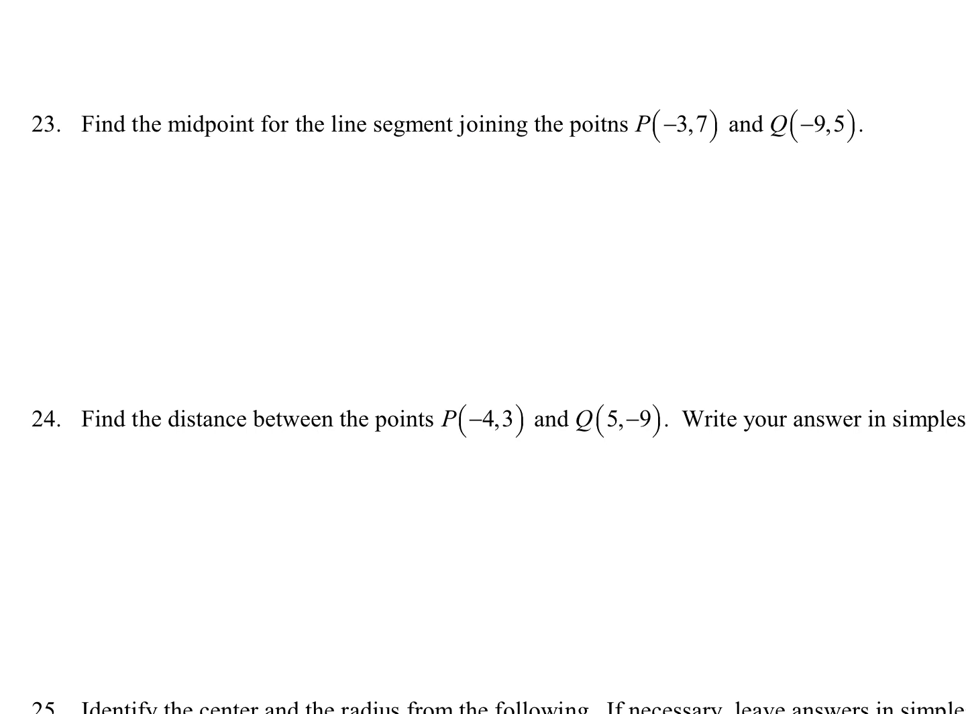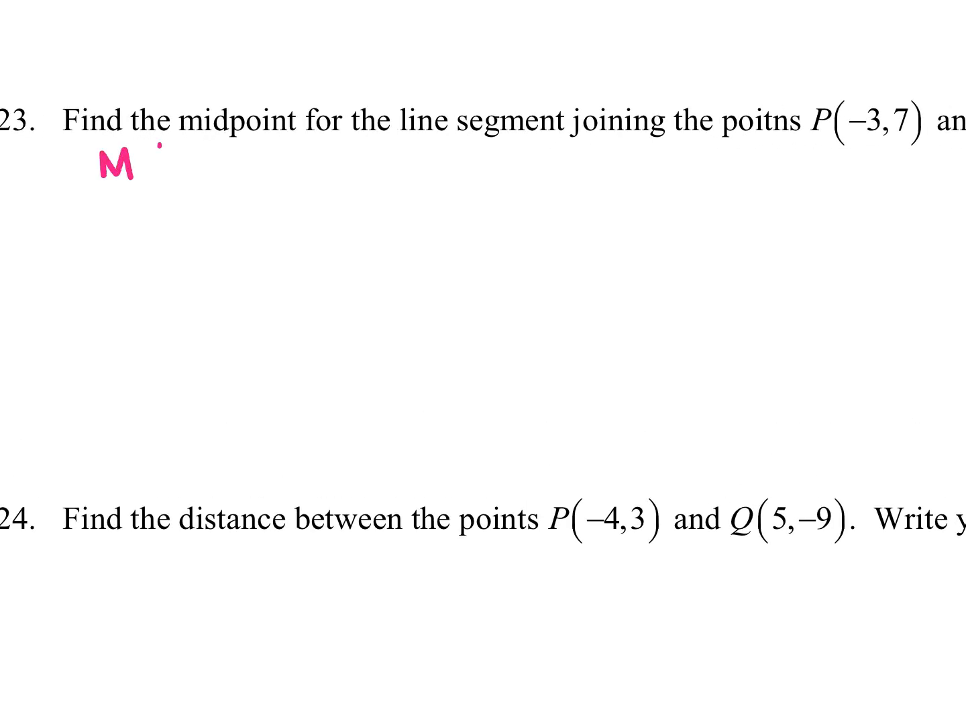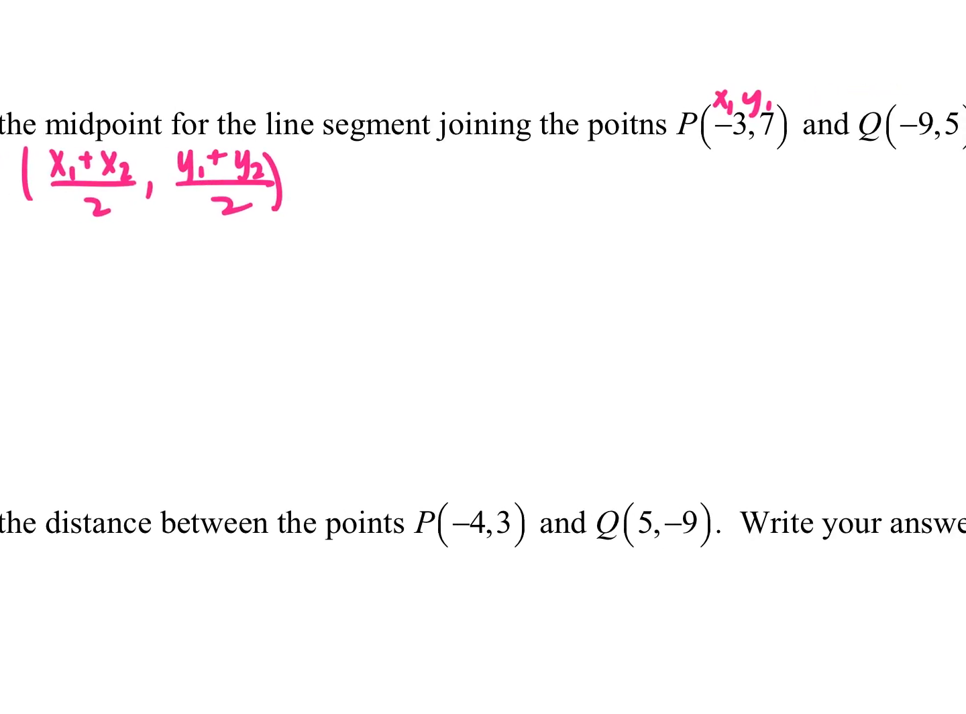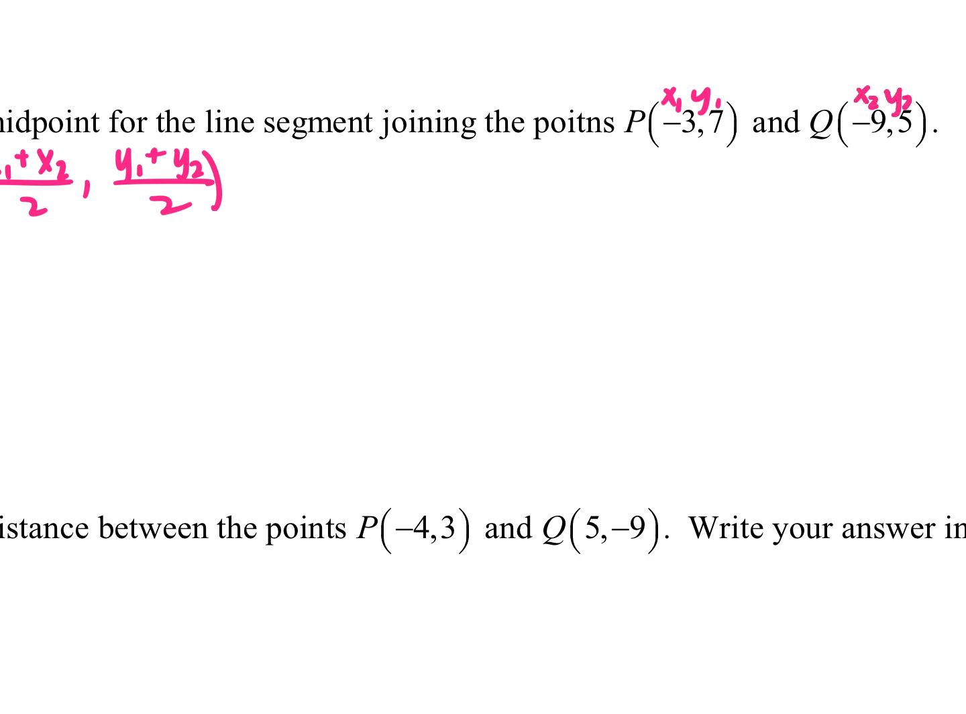For 23, it asks us to find the midpoint for the line segment joining the points P, which is negative 3, 7, and Q, which is negative 9, 5. If you remember your midpoint, you are taking the sum of your x values. So you can do x1 plus x2 divided by 2, comma, the sum of your y values divided by 2. So if we use P as x1, y1, and Q as x2, y2, this is going to give us negative 3 plus negative 9 over 2, comma, 7 plus 5 over 2.